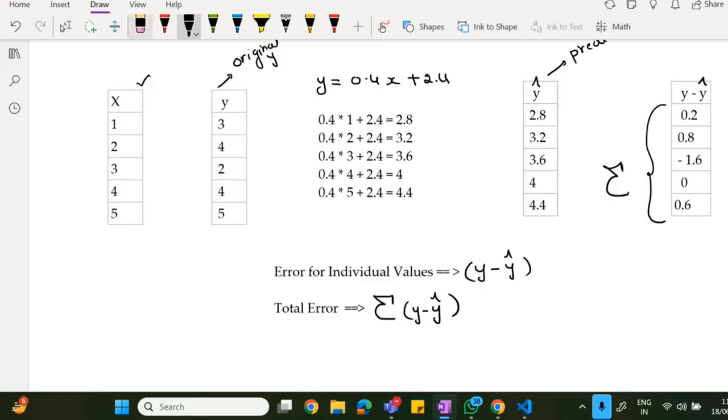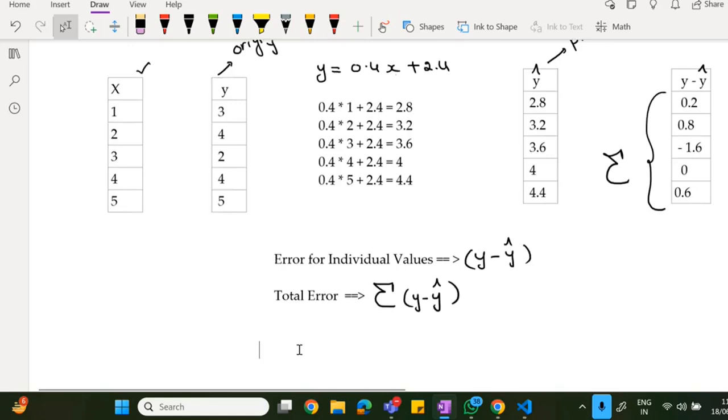Okay, summation of y minus y cap. Here this is cap. It's looking a bit different, so I'm giving it as a cap like this. Perfect. Now understand this terminology, guys, please. This total error we usually represent as R.